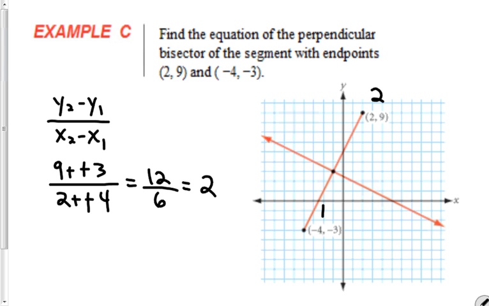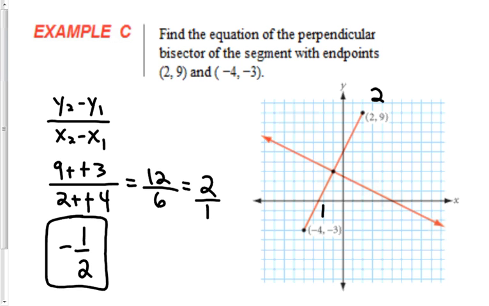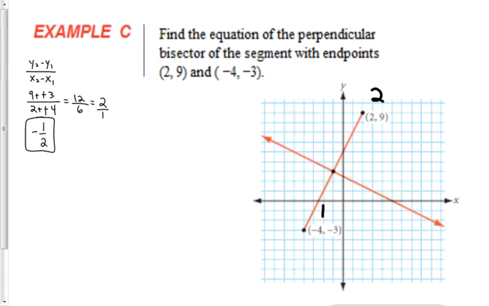So if that's the slope of my segment, then the slope of the perpendicular bisector is going to be the opposite reciprocal. So if this is really 2 over 1, the opposite reciprocal will be negative 1/2. So this is actually the slope that I want to use for the equation of the perpendicular bisector. So I'm just going to set that aside for now. I know that that's my slope. I'll come back to it in a few minutes.